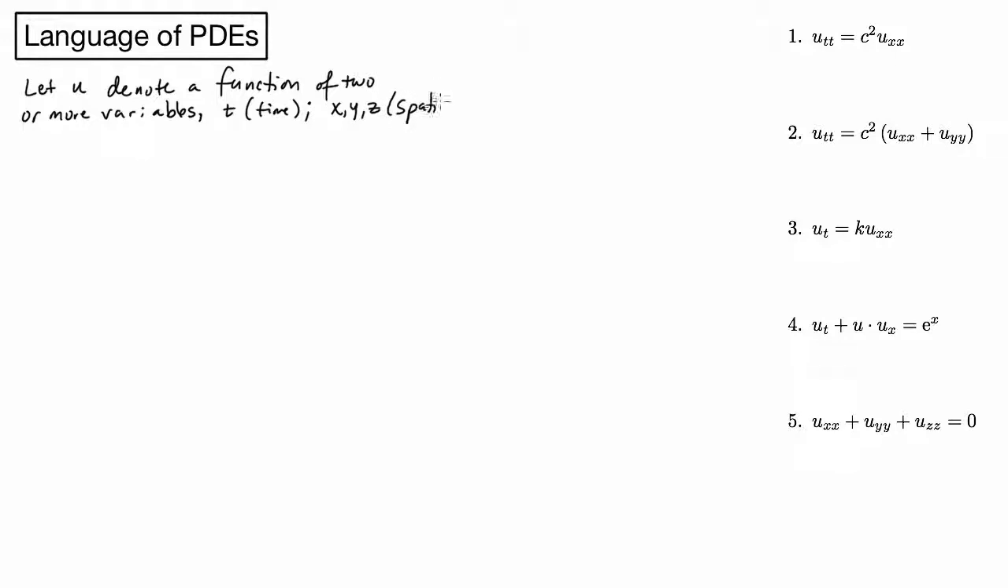Let's let u denote a function. It's an unknown function of two or more variables. Those variables are usually t for time, and then you have variables like x, y, and z, which we will refer to as spatial variables.